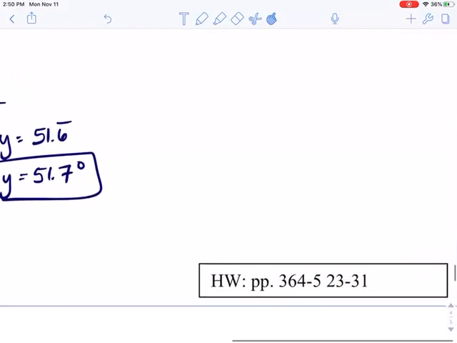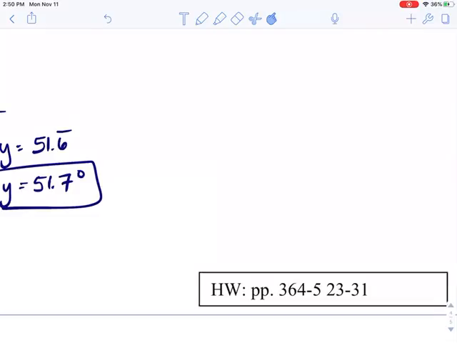Okay, so down at the bottom of the page is your homework, page 364, 23 through 31. Good luck.